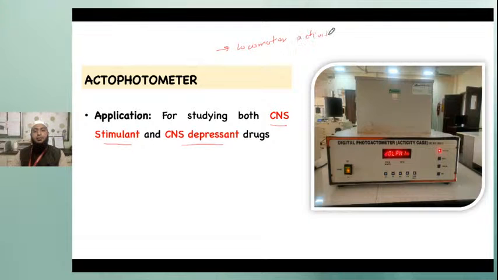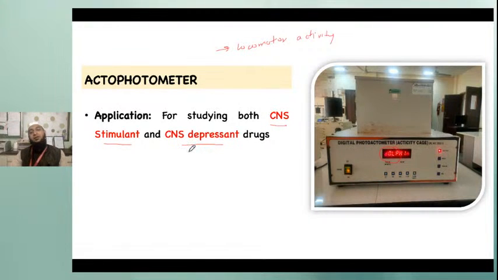Now you tell me, when you have given a CNS stimulant drug, what will happen to the locomotor activity or movement of the animal? The movement of the animal will increase. And when you give a CNS depressant drug, which induces sleep, the movement of the animal will decrease, right? So if there is more movement of the animal inside this activity cage, more reading will be recorded, and that indicates that the drug is CNS stimulant in nature. Likewise, if there is less movement of the animal inside the activity cage, the score becomes less, and that less score will be reflected on this digital panel, indicating that the drug is a CNS depressant.